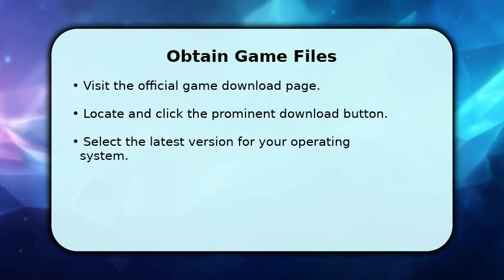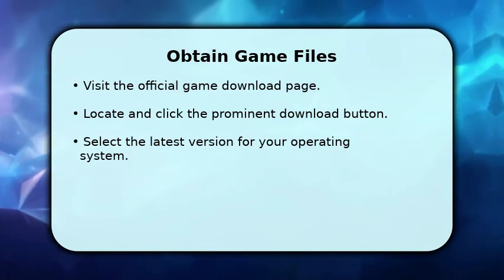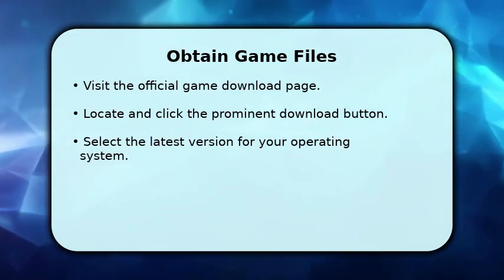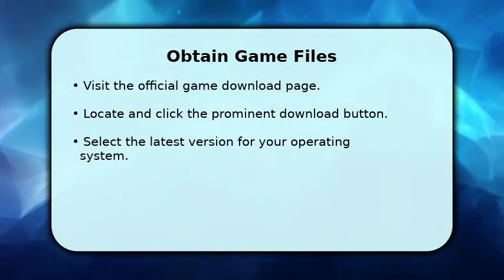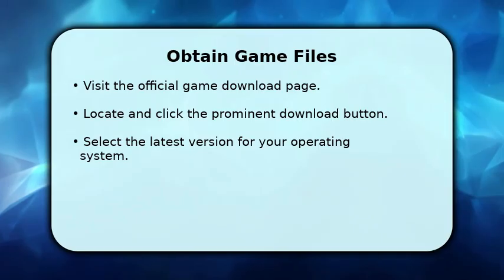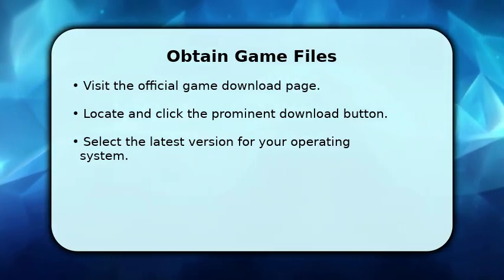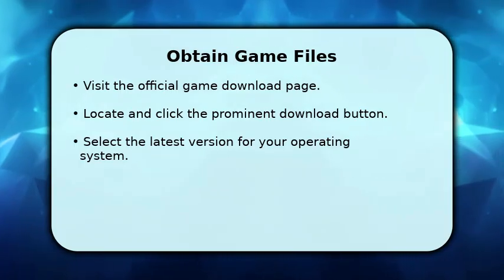First, you'll need to obtain the game files. Navigate to the official source where Pokémon Gamma Emerald is hosted. Look for a clear download button, often highlighted in a distinct color, to begin the process. It is important to choose the correct version compatible with your computer's operating system, typically Windows. Once selected, the download should commence, providing you with the necessary compressed file.